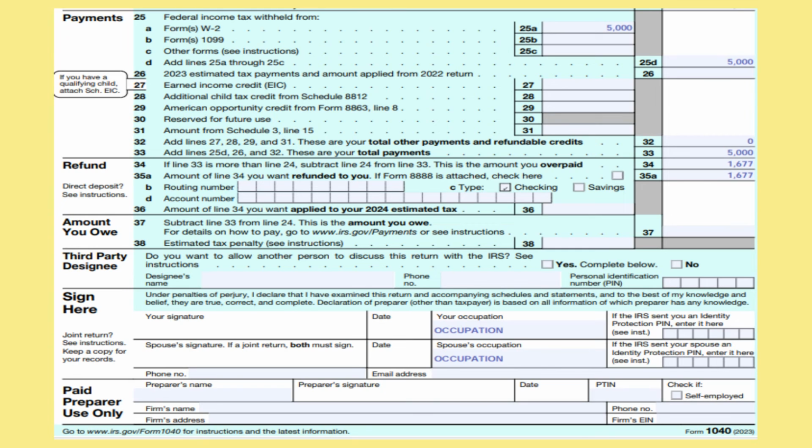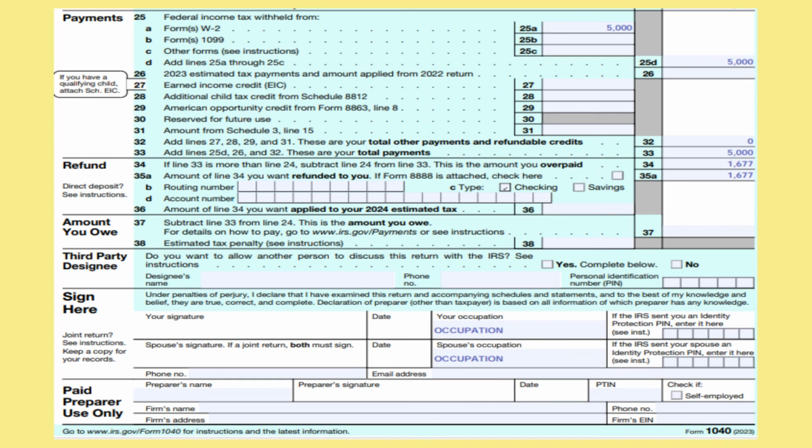If you want your refund directly deposited into your bank account, complete lines 35B through D. If you don't want it directly deposited into your bank account, cross off lines 35B and D, and the IRS will send you a check directly. Note that there's a box to the left of line 35A. You would only check this box if you want your refund deposited into more than one bank account.